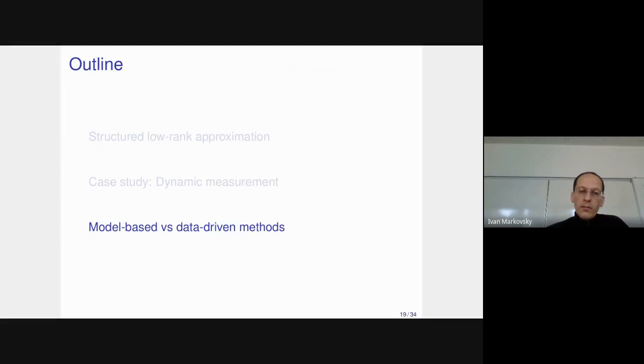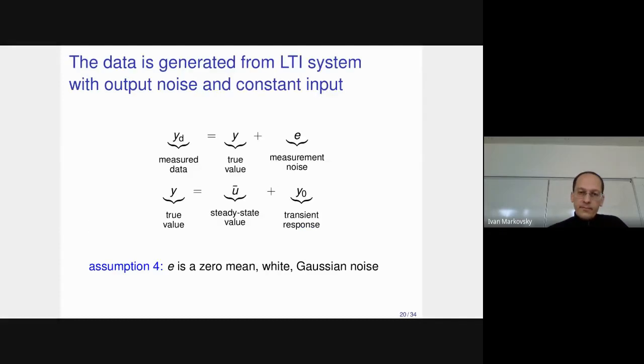So what would be the model-based approach and what would be different if we do data-driven methods? First, a little bit more detail on the measurement process. We assume that we have, of course, noise. In practice, that will always be the case. So we have the true value of the measurement process Y plus measurement noise E, which is the fourth assumption. I will assume it's zero mean, white, and Gaussian. And the true value consists of the steady state value U bar plus a transient process U0.